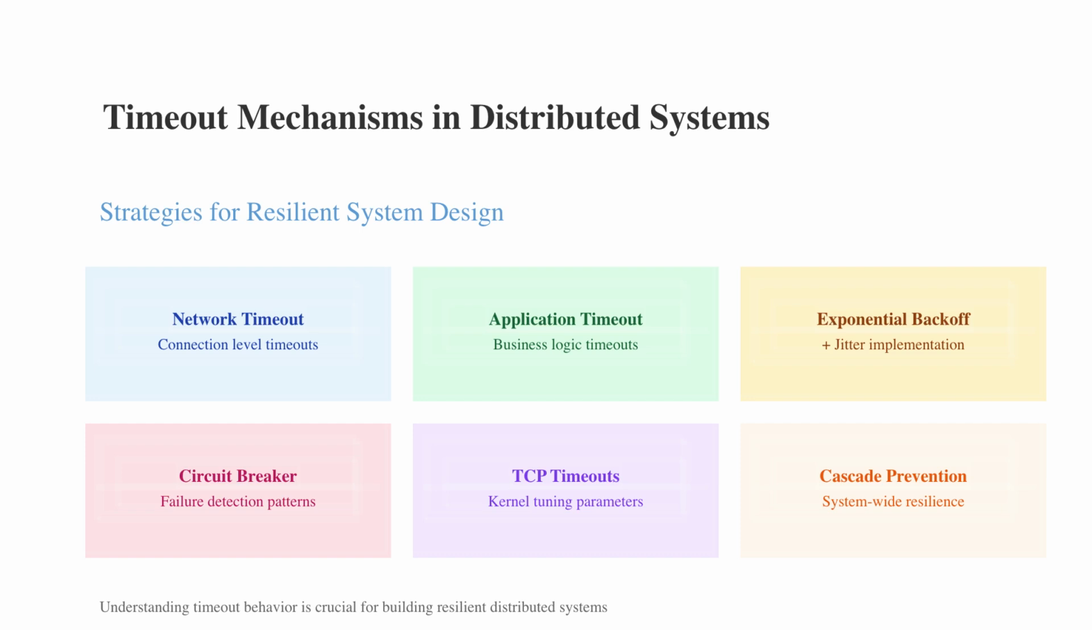Now that we've explored performance optimization case studies, let's dive into a critical aspect of distributed system reliability: timeout mechanisms. Understanding how timeouts work and fail is essential for building resilient systems at scale. Timeouts are your first line of defense against cascading failures in distributed systems. They prevent your application from waiting indefinitely when dependencies become unresponsive.